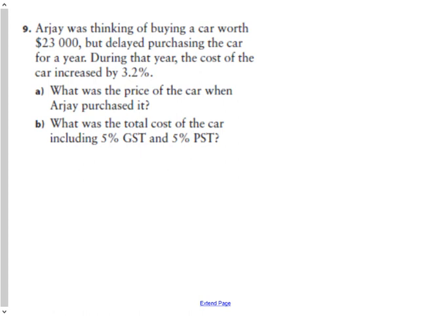Question 9 says, RJ was thinking about buying a car. This is where somebody freaked out a little bit. He bought a car worth $23,000, but delayed purchasing the car for a year, and just because of that, he had to pay an extra 3.2%. So what was the price of the car when RJ purchased it?